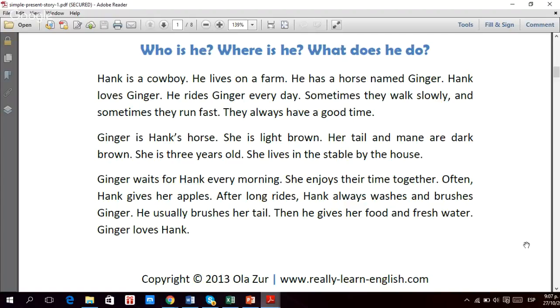I usually brush her tail. Then I give her food and fresh water. Ginger loves me.